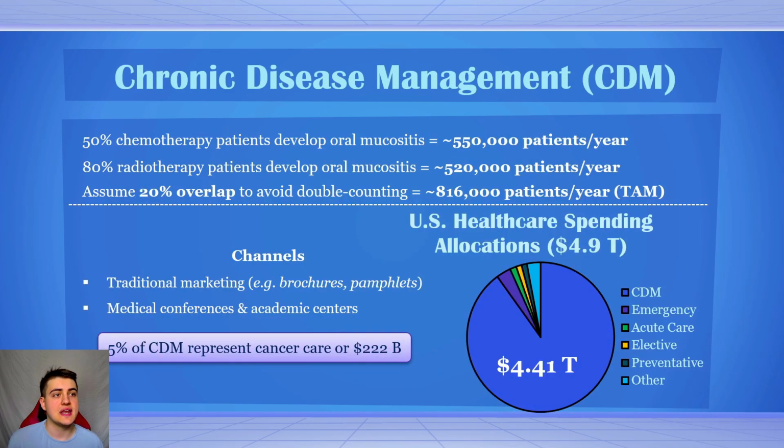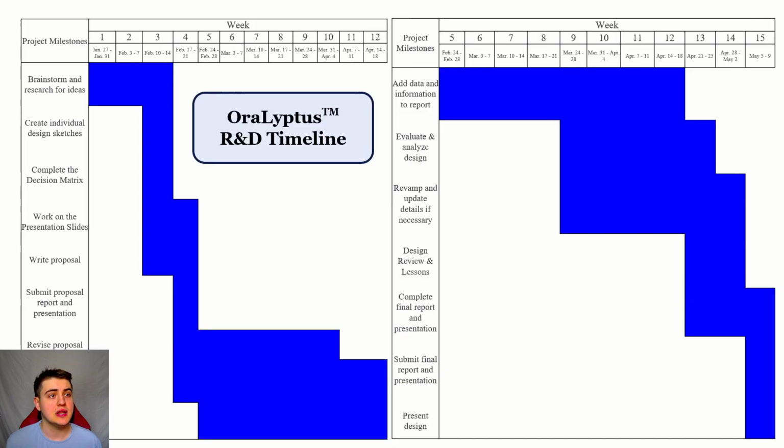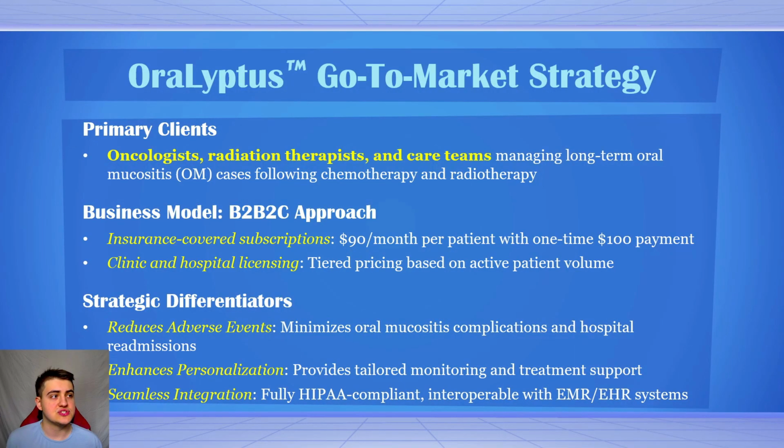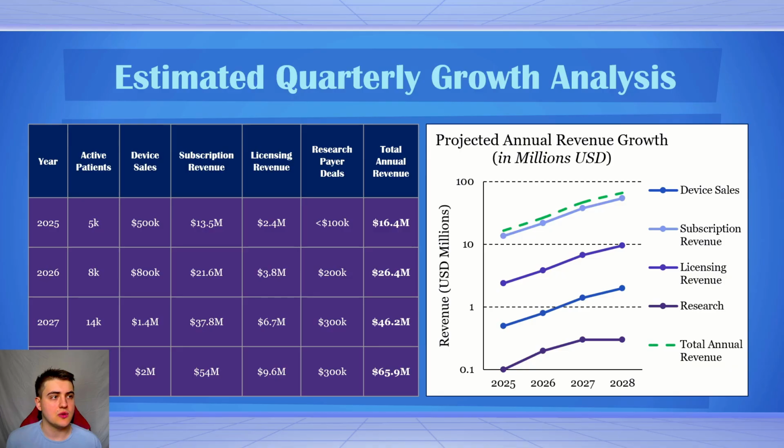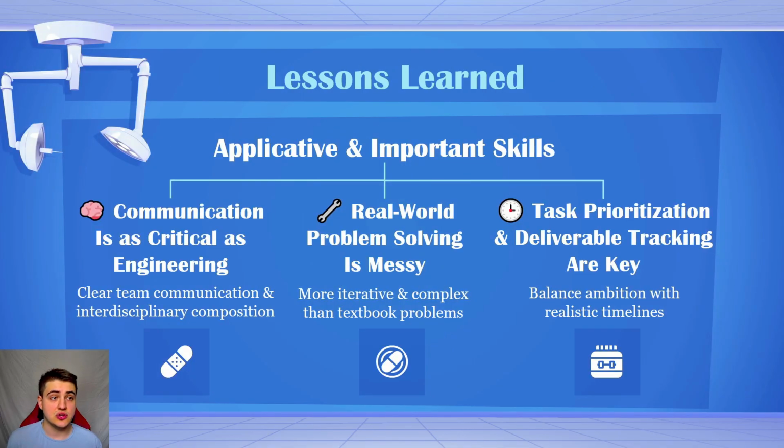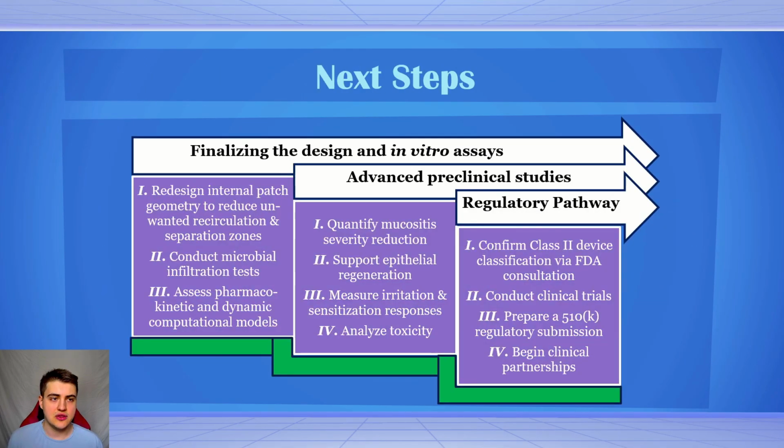We also wanted to identify a chronic disease management market. Here's our R&D timeline. This is our go-to-market strategy and our estimated quarterly growth analysis. The lessons we learned, including communication, real-world problem solving, and task prioritization. And here are our next steps.